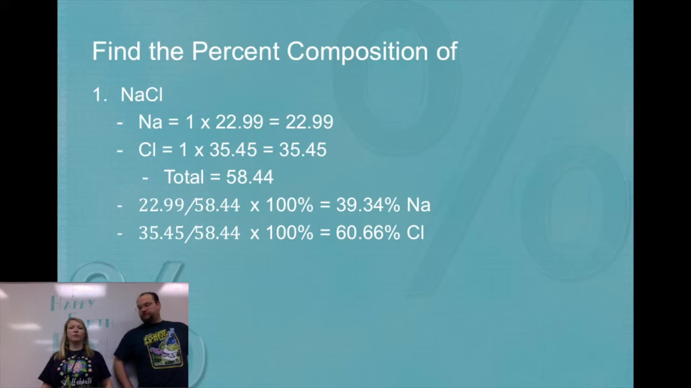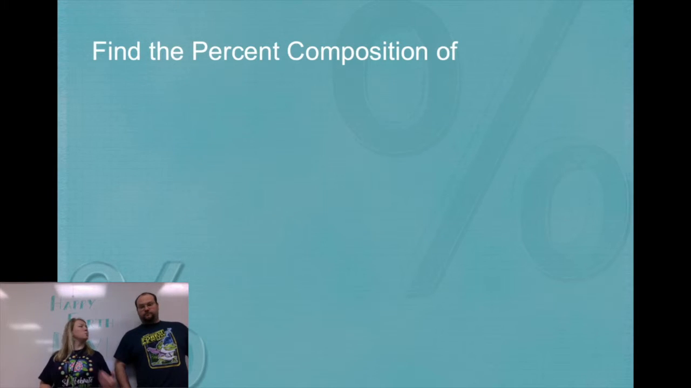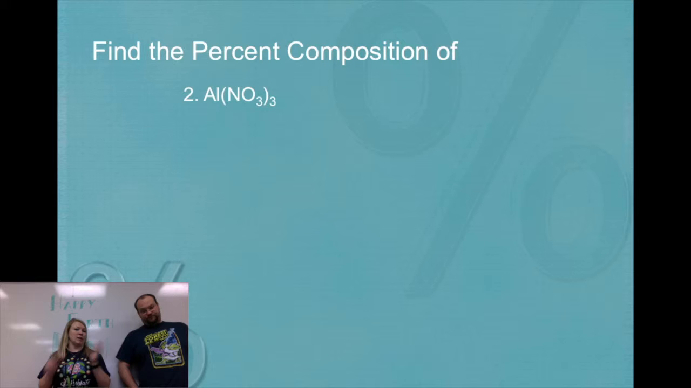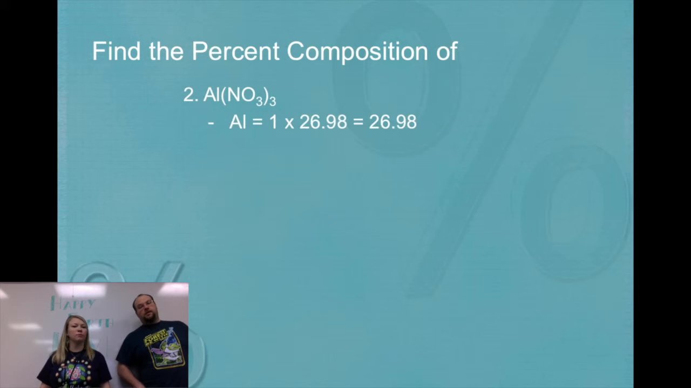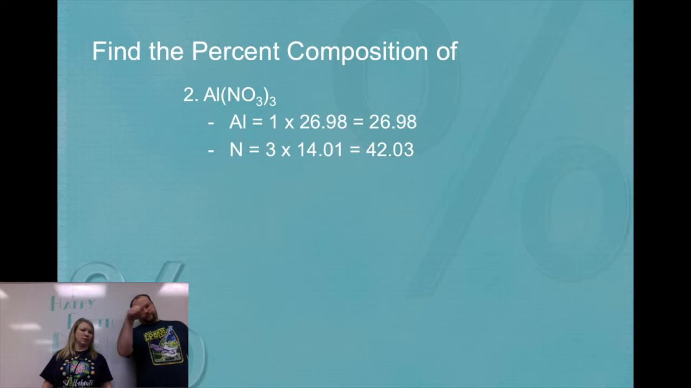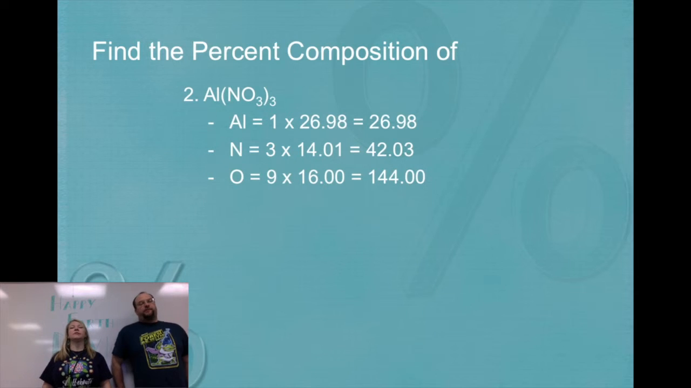Now here's one more example. These get a little bit tricky, only because you have to distribute that little number on the outside. When we do our counting, we have 1 aluminum. We have 3 nitrogens, because I distribute the 3. Math doesn't stop. And we have 9 oxygens, 3 times 3.